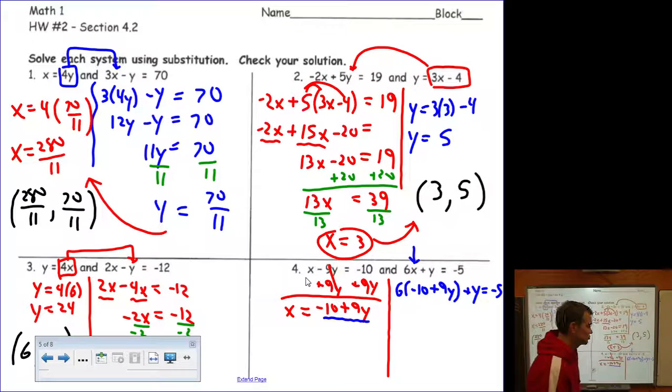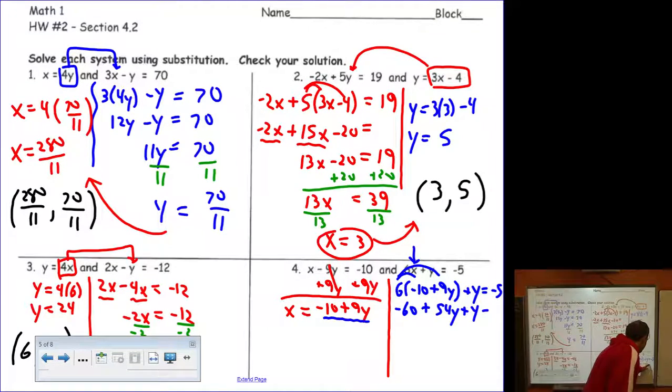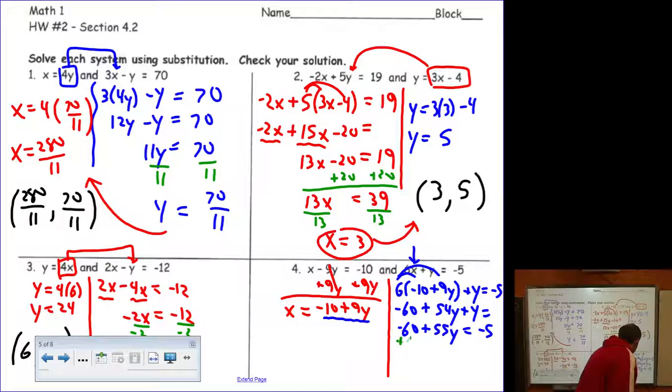I would start by distributing the 6. That would give me negative 60 plus, not plus 9y, how about plus 54y, plus y? And then I would combine my like terms, and I would get negative 60 plus 55y equals negative 5. Finally, I would get the y by itself by adding 60 to both sides.